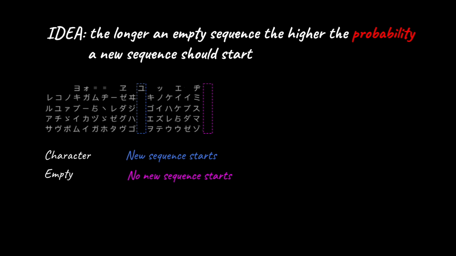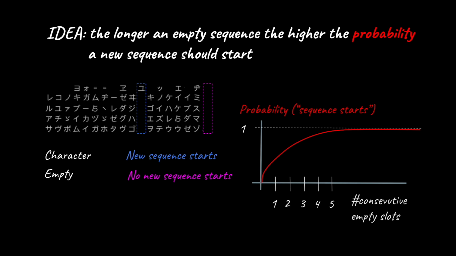Every time we display a new row, we're gonna compute the probability that an empty sequence stops. And if we draw it, this is gonna look like something like this. However, here notice that on the x-axis we have the length of the empty sequence. Alright, these are all the ideas that we're gonna use to implement the matrix rain.